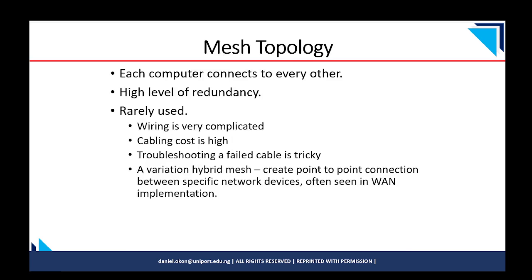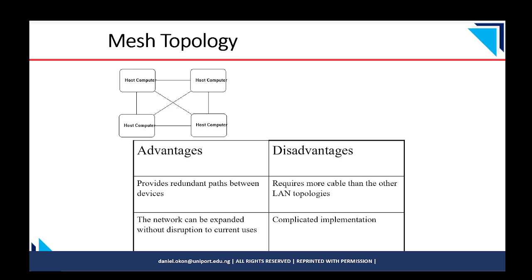We now have a mesh topology. In a mesh topology, every computer connects to every other one. That is what data centers do. Every computer connects to every other one. And we have a very high level of redundancy. Redundancy means the system will always be available. No point of failure. You can see it here.